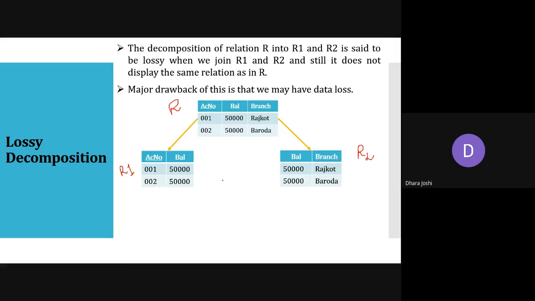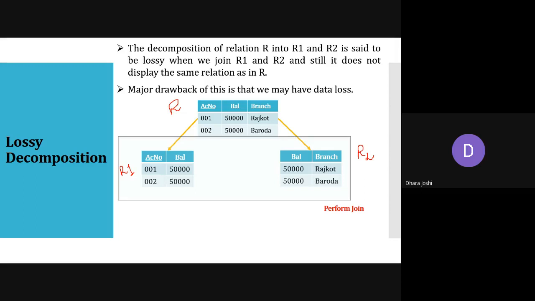Now, if we are going to merge this together by performing a join, how can the join be applicable here? Which is the common column or common attribute available in both the relations R1 and R2? Reply in the chat box quickly. How can we perform the join? R1 dot which attribute equals R2 dot which attribute? Okay, good. So balance is the common attribute which we have here.